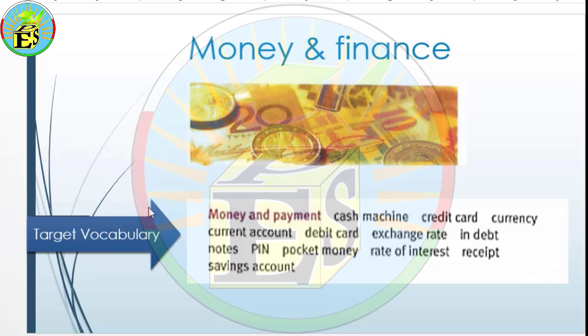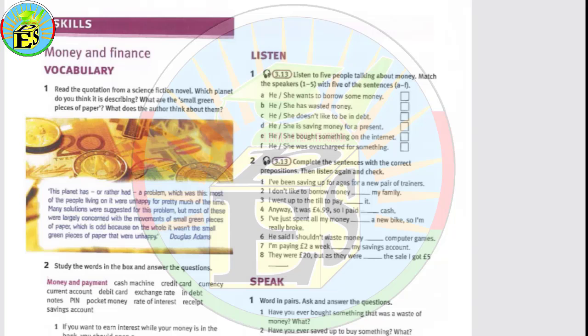Now please, I want you to open your student's book, page 80. Money and finance, vocabulary, task 1. Read the quotation from a science fiction novel. Which planet do you think it is describing? What are the small green pieces of paper? What does the author think about them? So now please, I want you to read this quotation and answer the questions. Go ahead, all the best.